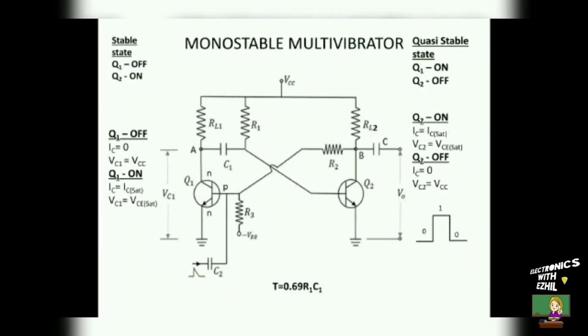Now we will see how the monostable multivibrator is functioning. In the circuit diagram, we can see two transistors Q1 and Q2 are cross-coupled. The collector of the transistor 1 is coupled to the base of the transistor 2 through the capacitor C1, and the collector of the transistor 2 is coupled to the base of the transistor 1 through the resistor R2. This capacitive coupling is called AC coupling and this resistive coupling is called DC coupling.